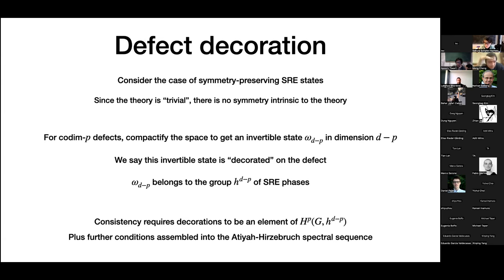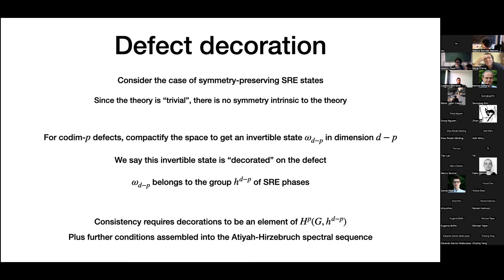So maybe let me say two things. First, it's a trivial IR theory, but that's when we don't consider the microscopic UV symmetry. If you forget about all the symmetries, this is IR trivial. That's what I mean by a trivial theory. But these decorations on defects encode how the global symmetry acts on the theory. This is how we get different symmetry protected topological phases. I see. So there's something non-trivial. The fact that the UV theory has some symmetries means there's something non-trivial about the IR.